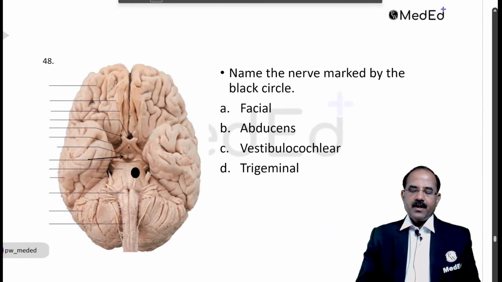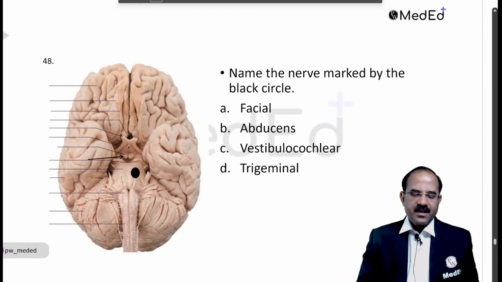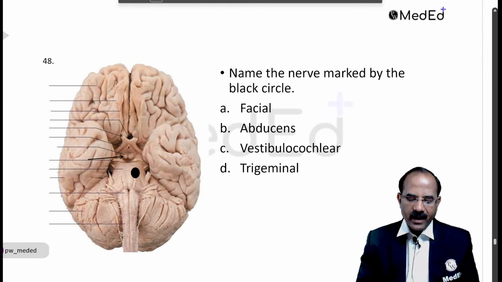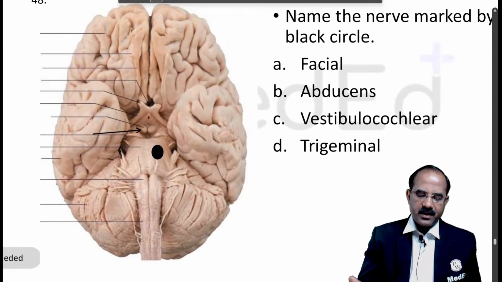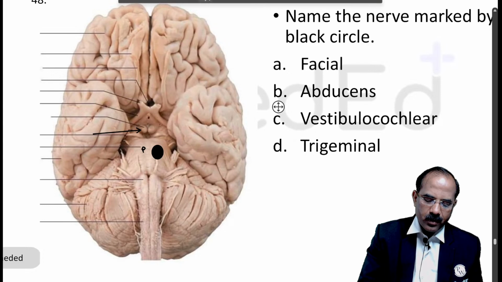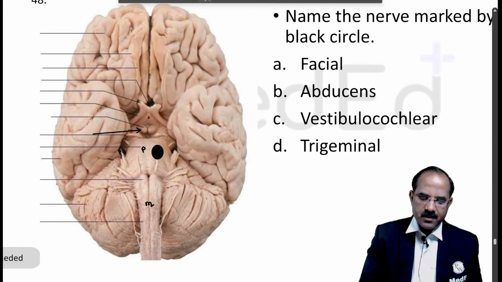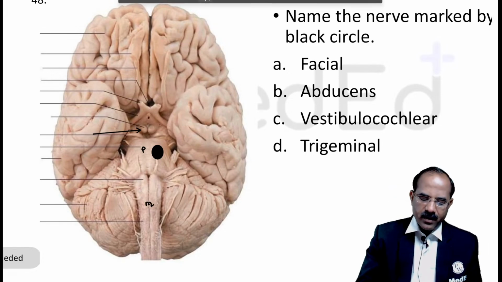Answer this. Come on, students, answer this. Name the nerve marked by the black structure. So what is this? Anyone? Can you tell me what this structure is? That's the pons. And what is this structure? That's the medulla. What is this?